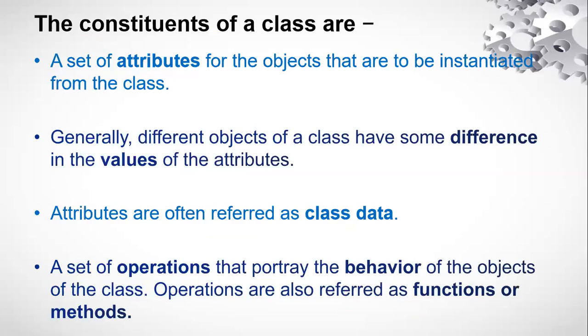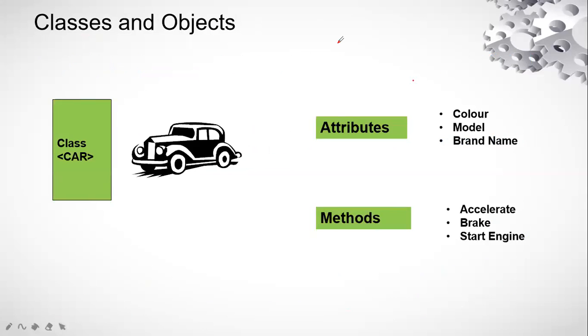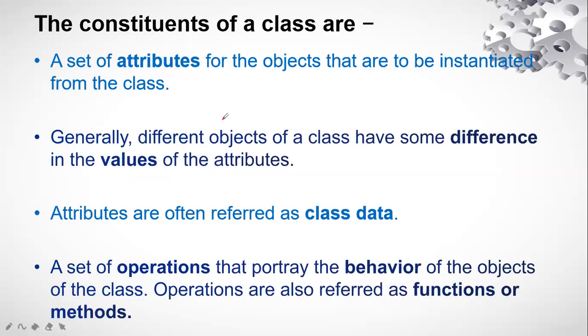What are the constituents of a class? We have, firstly, the attributes. I told you, let's say I took an example of a ceiling fan, and this particular ceiling fan has certain properties. What are these properties? These are also called attributes, and these attributes are like the color, the brand name, and many more, right?